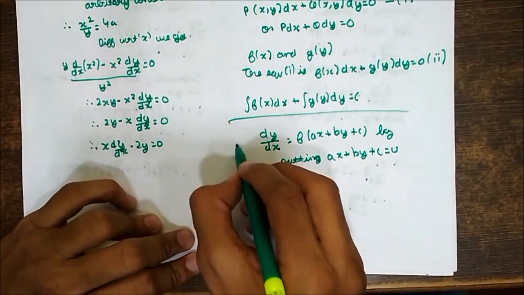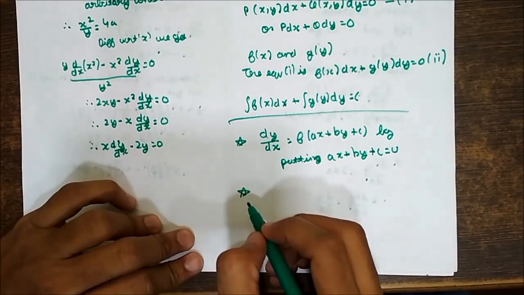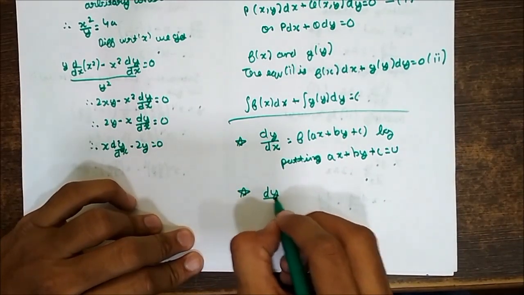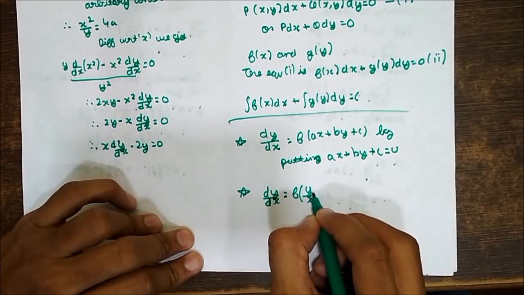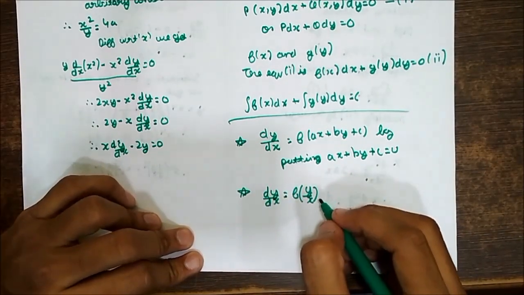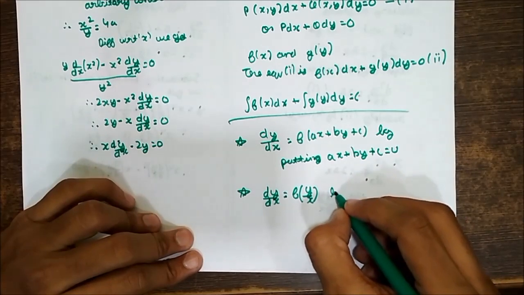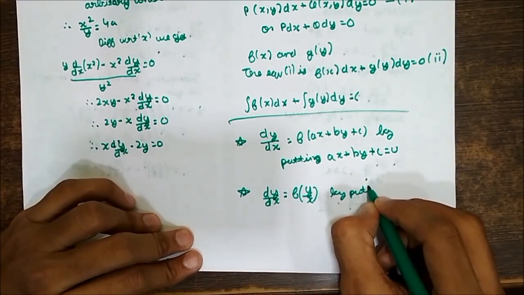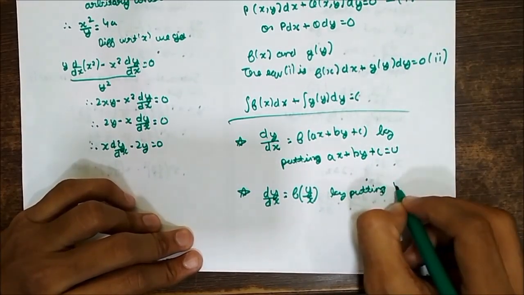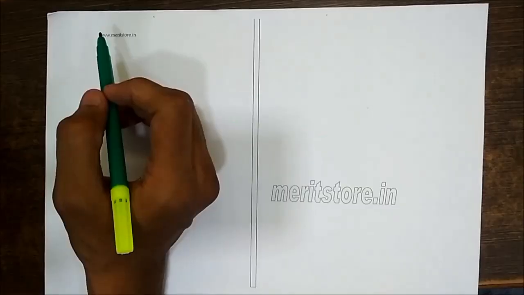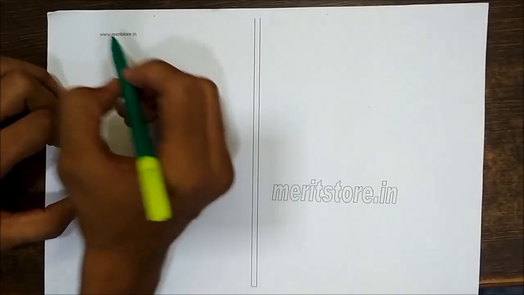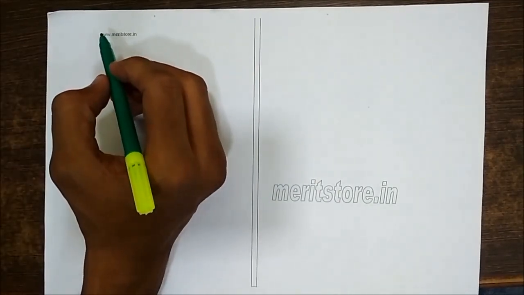Now equations of the form dy by dx is equal to f of y by x can be reduced to variable separable form by putting y by x is equal to v. Now let's take an example of what we have learned above.